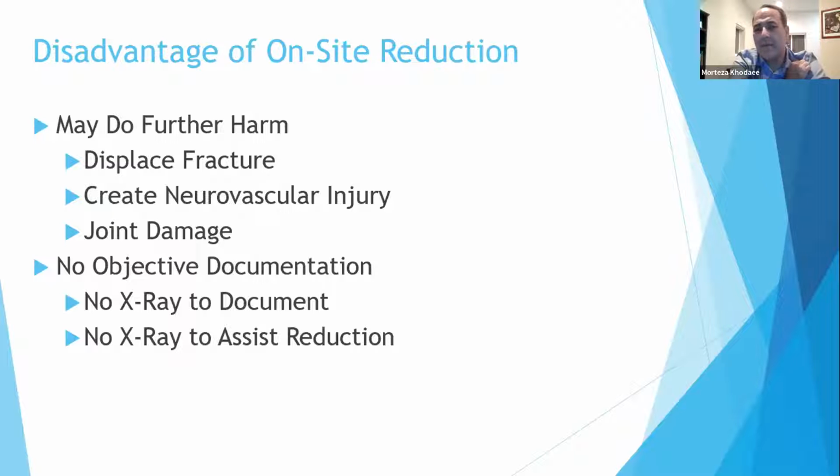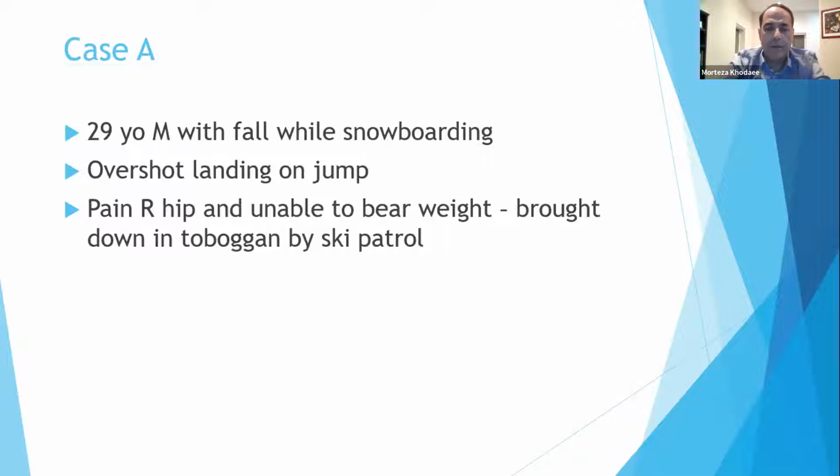And the other thing is we don't have X-ray. We don't know if there's any concurrent fracture present or not. Also, sometimes you don't know the dislocation's direction. It would be hard, so I think if you want to try once or twice, it would be fine. Other than that, it's best to just have documentation with X-rays. I think we're going to talk about a few cases here.